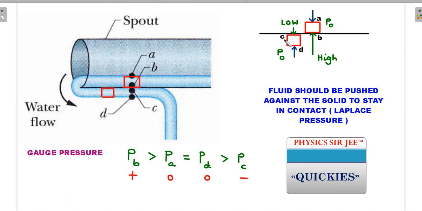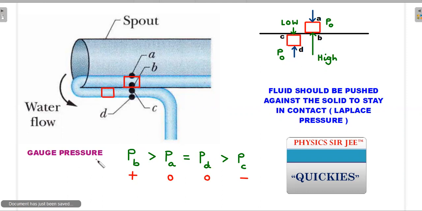So the pressure at C is less than the atmospheric pressure, which is interesting because the velocity at C is lower than the velocity at D, and you can't apply Bernoulli to say the pressure at C is higher. Okay, so you get the point here. The fluid should be pushed against the solid to stay in contact, and this concept is explained by the Laplace pressure. Okay, so the final order, without using Bernoulli's theorem, is this in terms of gauge pressure.